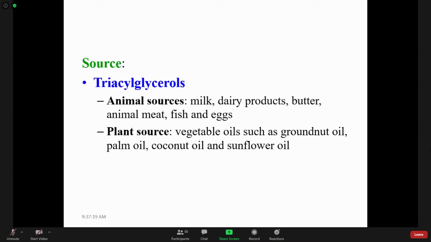So triacylglycerols are of two types: one is simple and the other is mixed. Simple means all three hydroxyl groups of glycerol are esterified with the same type of fatty acid. Mixed type means different types of fatty acids are esterified with the glycerol. Most of the triacylglycerol found in dietary sources, from animal or plant sources, is of the mixed type.